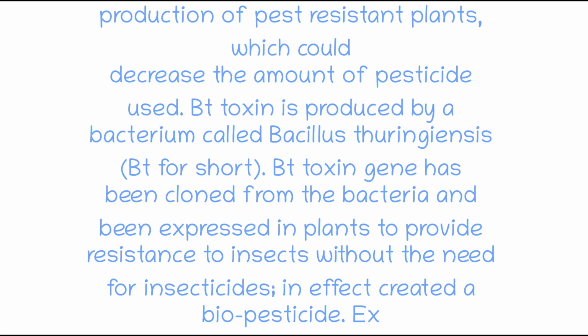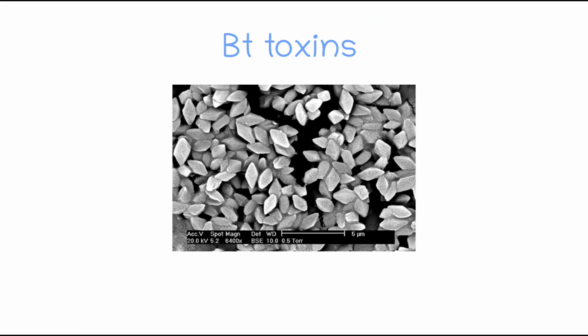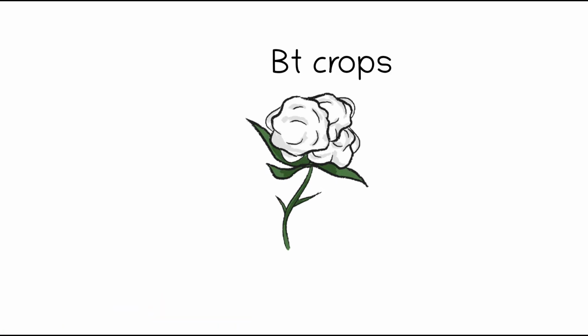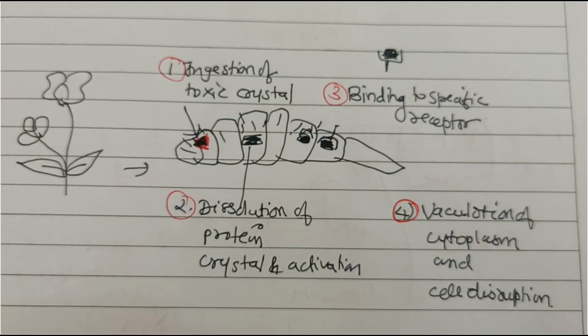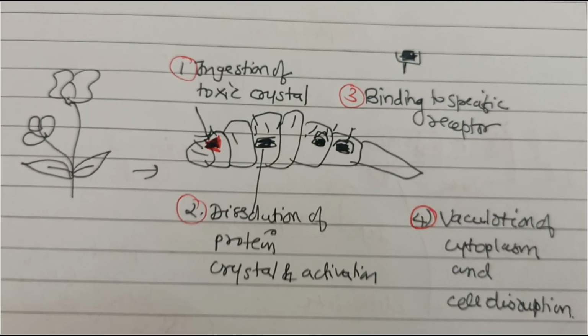by using the Bt toxin, which is produced by the bacterium called Bacillus thuringiensis, Bt for short, and these Bt toxin genes have been cloned from the bacteria and expressed in plants to provide resistance to insects without the need of insecticide. In effect, this creates a biopesticide. Examples are Bt cotton, then Bt corn, rice, tomato, potato and soya bean. In Bt cotton, some strains of Bacillus thuringiensis produce protein that kills certain insects.